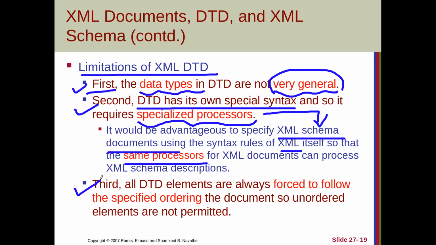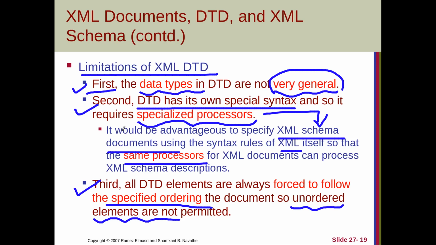And the third one is that all the DTD elements are always forced to follow a specified ordering. Normally we cannot allow unordered elements in the XML document. If names, age, etc. are given in some order, every XML document follows the same order as in the DTD representation. So we are actually forced to follow that. We cannot even change the order of elements that is already present in the XML document.